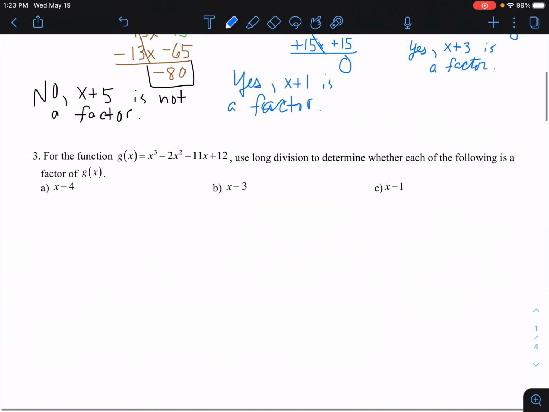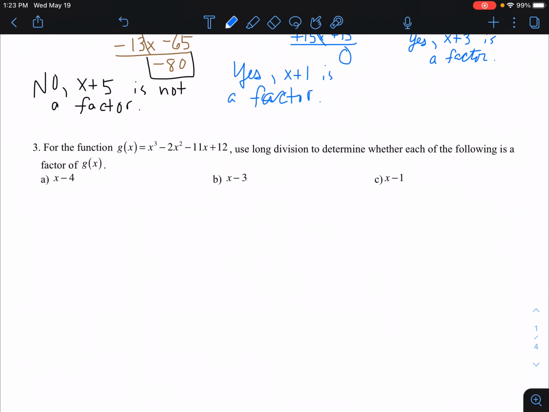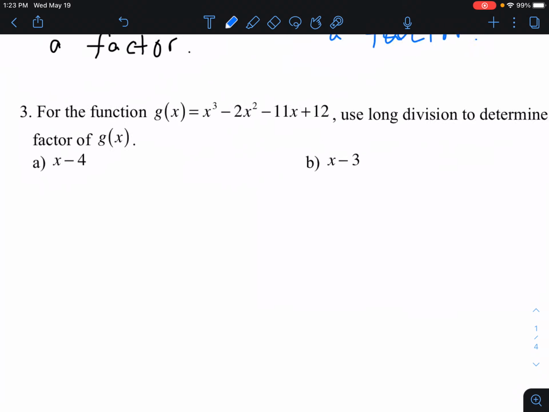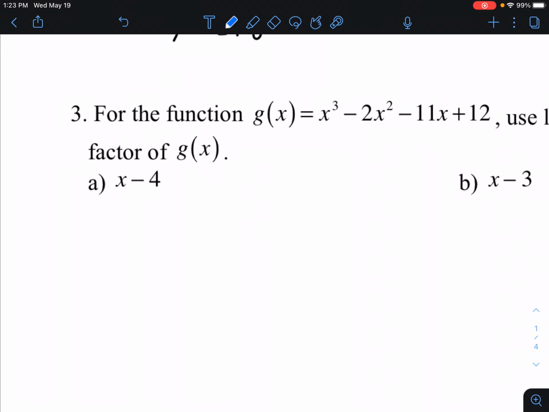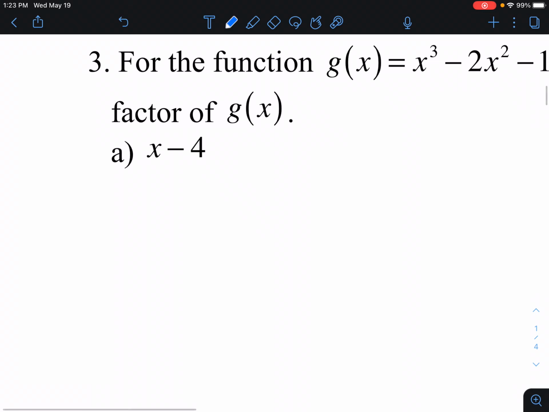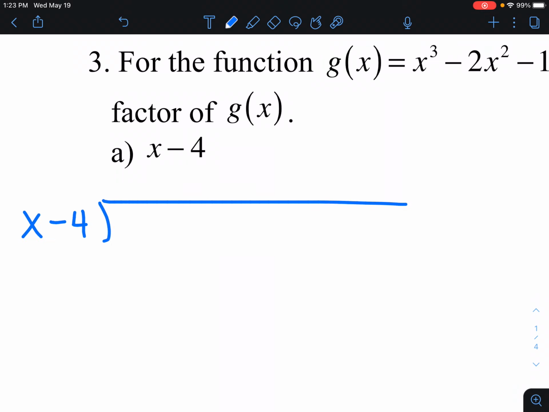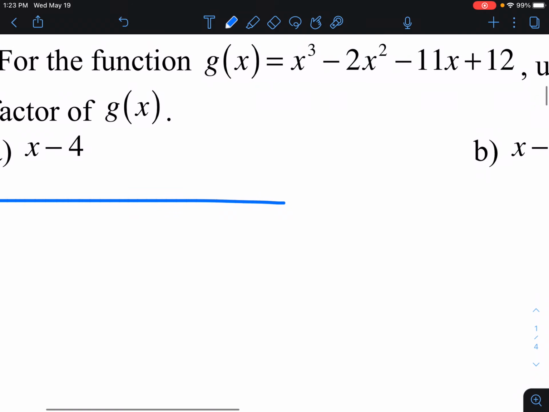Okay, let's get some more practice in. Number 3. For the function g of x, we're going to use long division to determine whether each of the following is a factor. So we're going to just do more practice here. I'll go a little quicker now. Could always rewind if I go too fast.